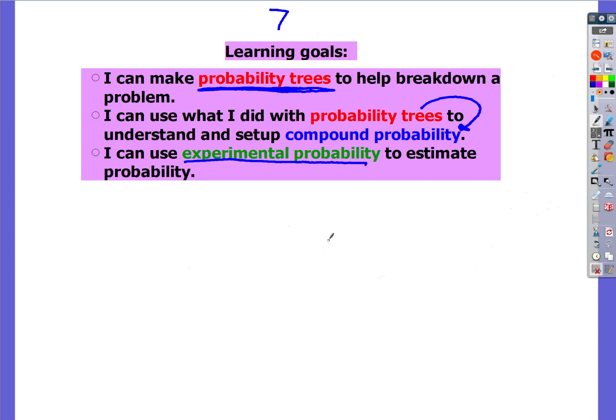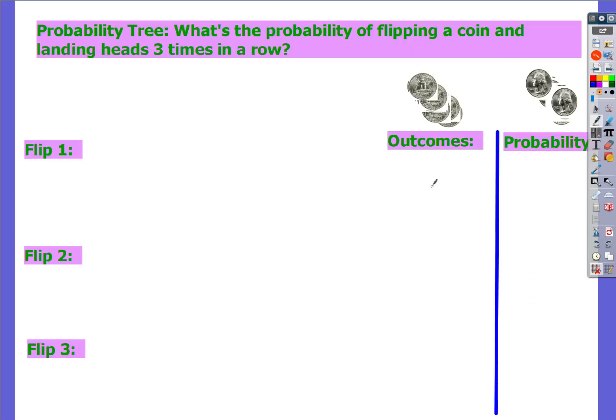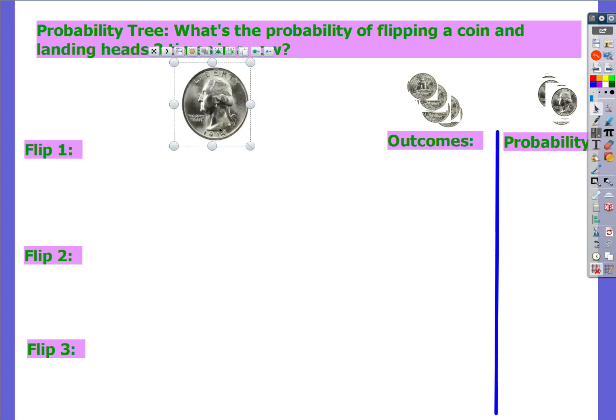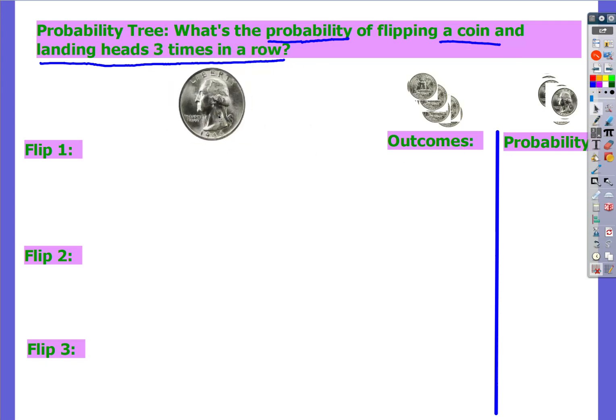So let's start with the first problem. We're going to look at just a coin flip problem. We're going to start with a general coin, and you can view this as taking one coin and flipping it 3 times in a row, or flipping 3 coins at once and looking at all of them. Essentially the question is, what's the probability of flipping a coin and landing on heads 3 times in a row? So you're going to see the probability of getting this outcome 3 times in a row, like heads, heads, heads.